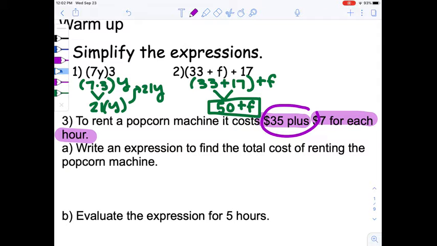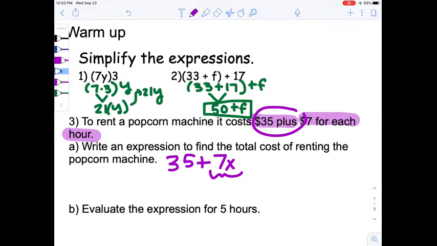So to write that, we can write that as $35 plus, and then 7 times x, and that's going to represent the cost we're paying for all of the hours we rent the machine for. Further on into the year, we are going to switch how we write this around, and we're going to write it with the variable and the number first, and then that constant number by itself at the end. So writing this as 7x plus 35. It's good to get in the habit of that.